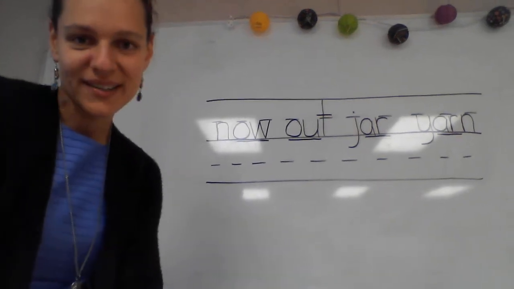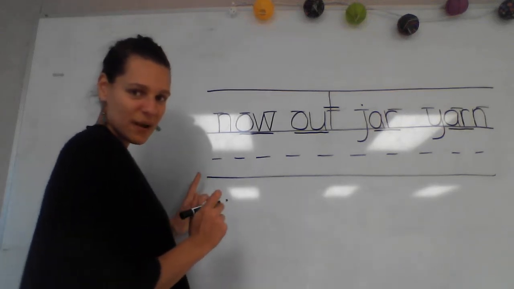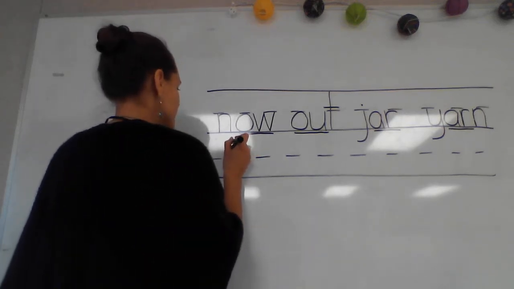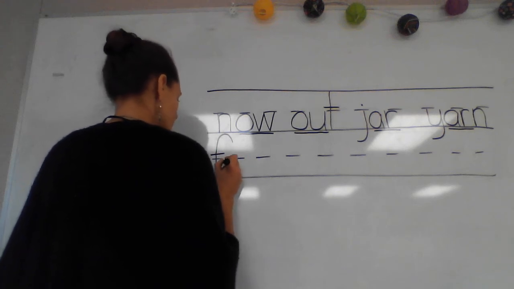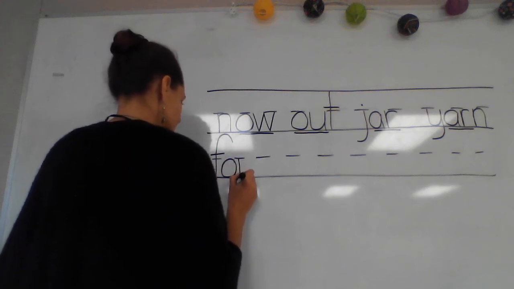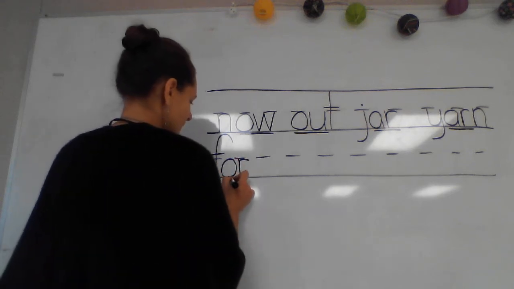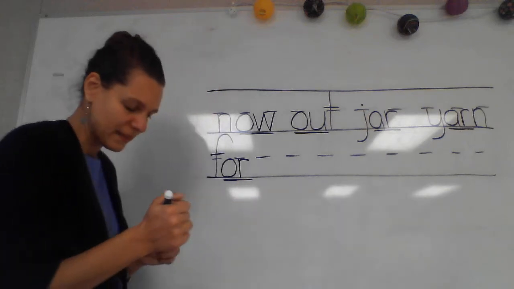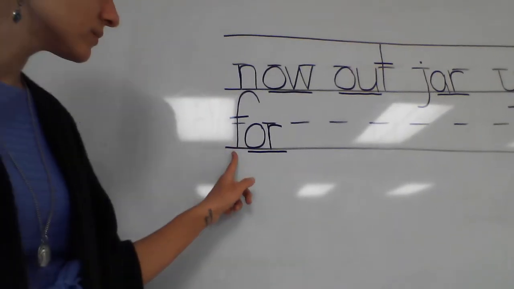All right, put your finger under that first phonogram. Tell me what I need to write to spell that word. Good, f. Good, and good, or. Right. We'll underline our two-letter phonogram. And let's read the word we just wrote.